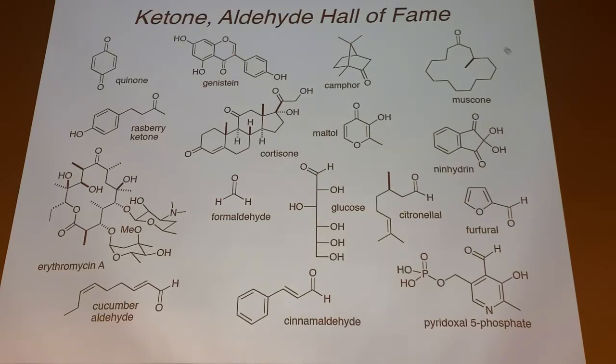Muscone here is the male hormone for deer. Deer animals emit this material to attract females. Ninhydrin is a triketone, and right here is a gem hydrate on the central ketone. So you'll see that as a hydrate there, a diol on one carbon. If you eliminate water, you can put the other ketone there. Pyridoxal phosphate is a cofactor in biochemistry. Citronellal is a mosquito repellent material.